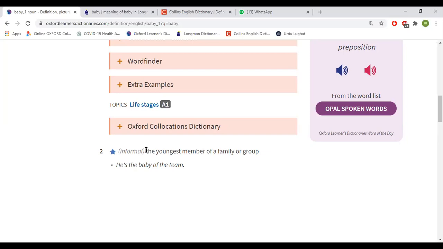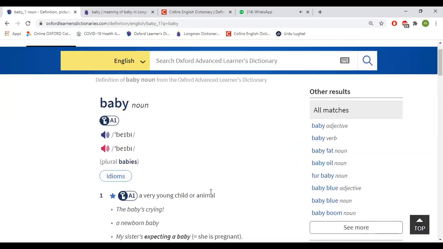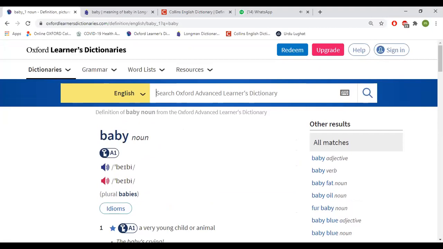Informal use. He is the baby of the team. He is the baby of the team means you're talking about the youngest member of the team in an informal way. इसी तरह से और भी हमारे पास वर्ड्स हैं लाइक एक वर्ड है डिलीट. इसको देखते हैं.